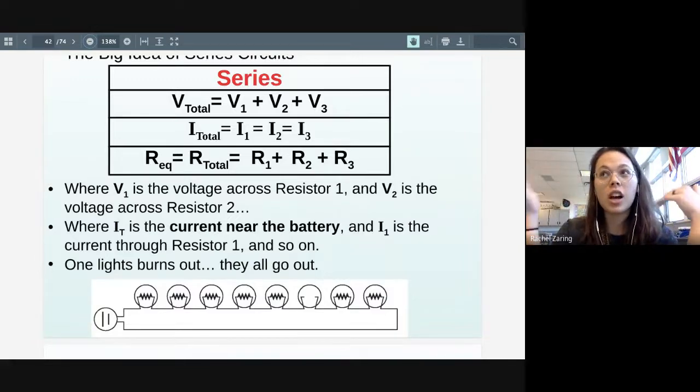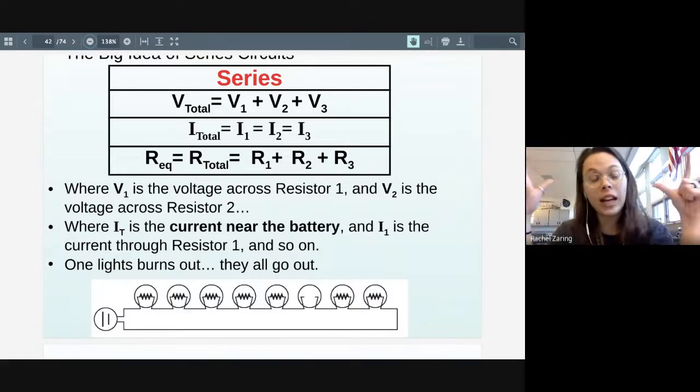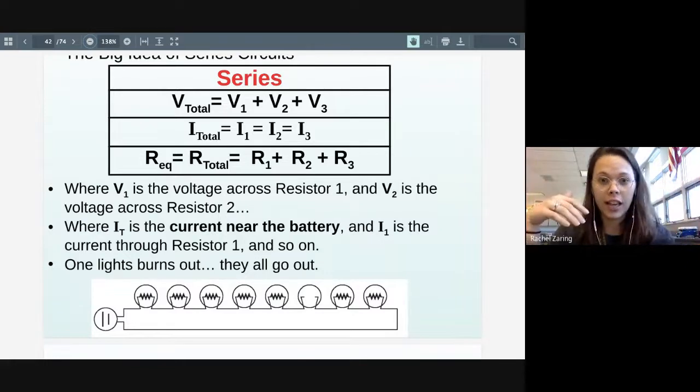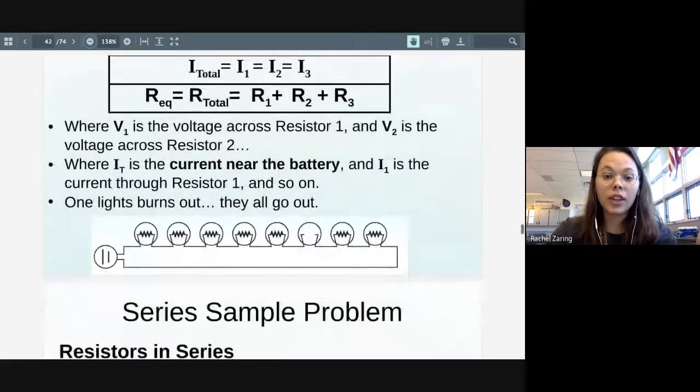And as we talk about more complex circuits upon my return, we'll talk about the purpose of electrically lining things up in this way versus the other. Okay, so that was circuits in a series.